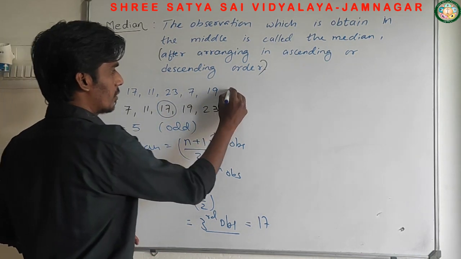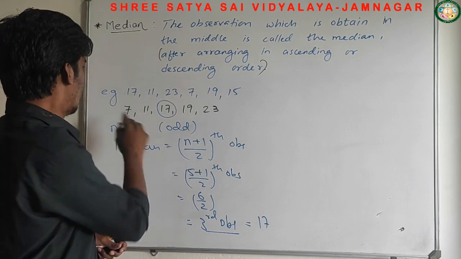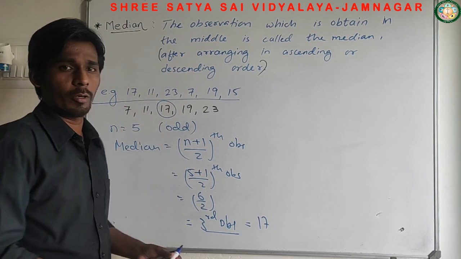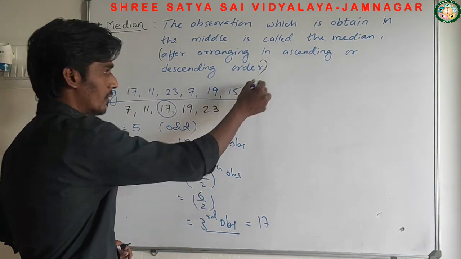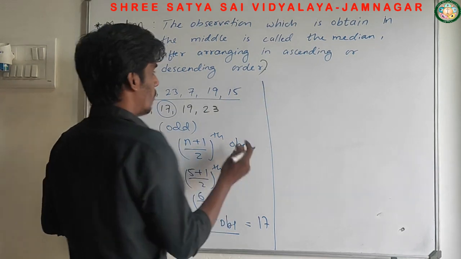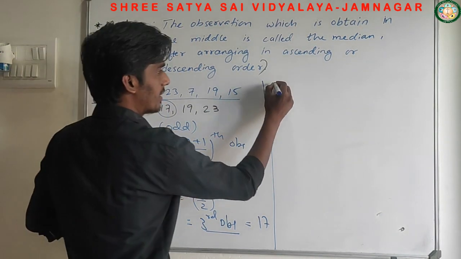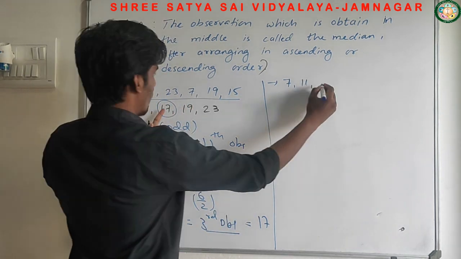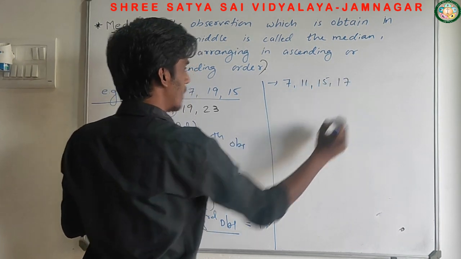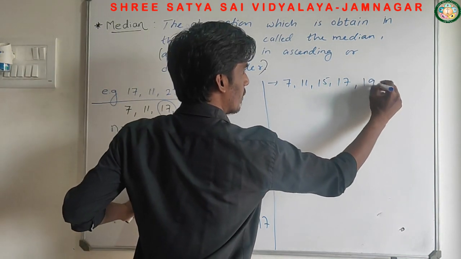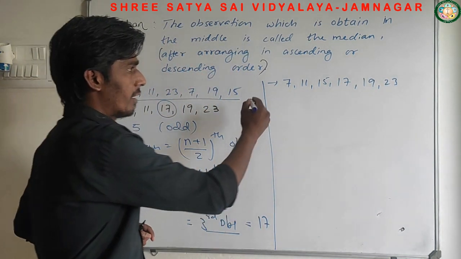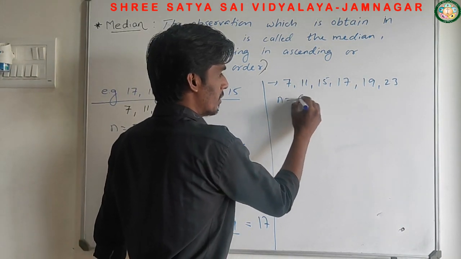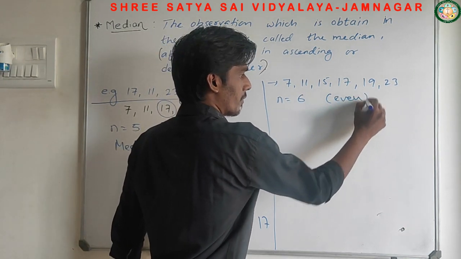Let's increase one more number. Take one more number, say 15. Now the question has changed. Now instead of 5 observations, there are 6 observations. So first of all, again rearrange all these numbers, starting with the smallest one: 7, 11, then 15, 17, then 19 and 23. So I arranged all the 6 observations in ascending order. Here the number of observations is 6, which is an even number.